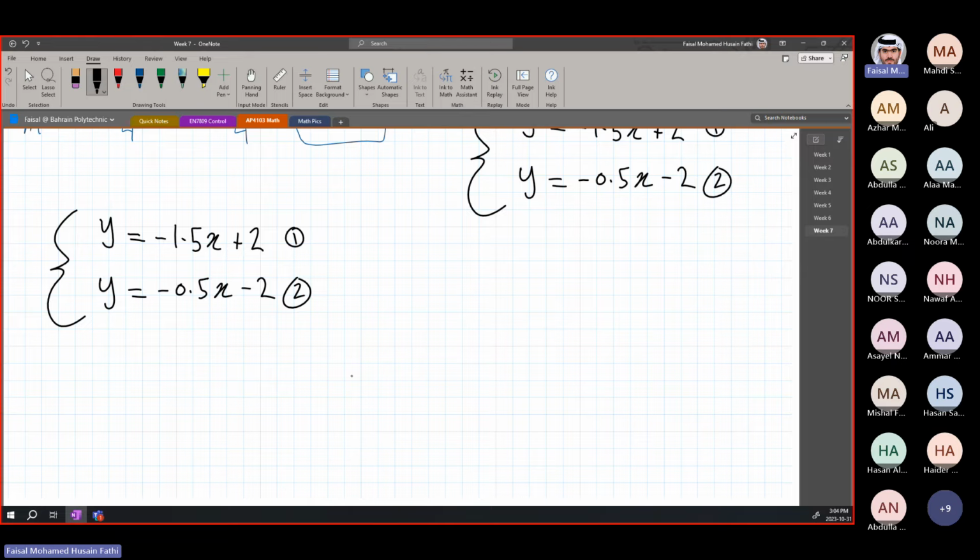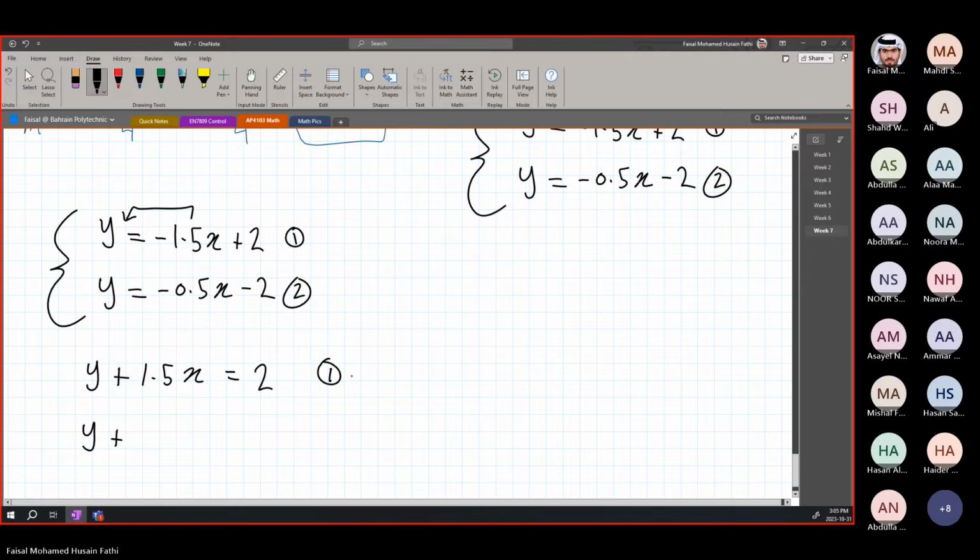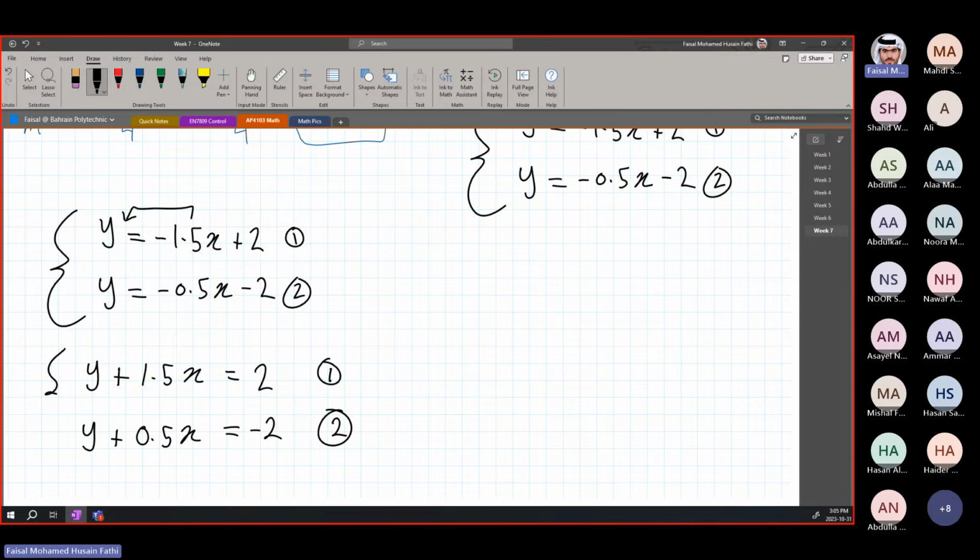First, we'll have to move everything for the elimination method. We'll have to move the x's and the y's on one side and the numbers on the other side. In this case, for the first equation, it's going to be y, and we will just move the x here. Plus 1.5x is equal to 2. Here it's minus, so it becomes plus. This is equation 1. And for equation 2, it's going to be y plus 0.5x is equal to minus 2. And this is equation 2. Okay?